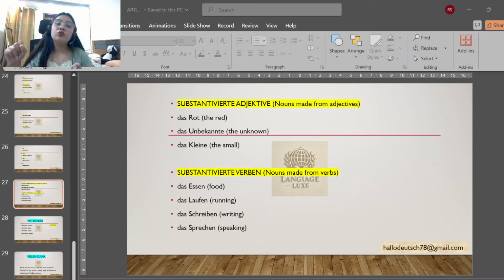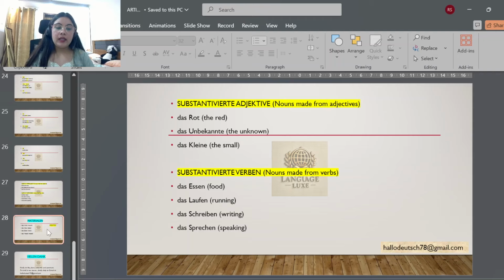Schreiben is to write. You want to make a noun? Just add das. Das Schreiben, then it will become writing. Sprechen is a verb which means to speak. You simply add das. Das Sprechen, then it will become speaking.